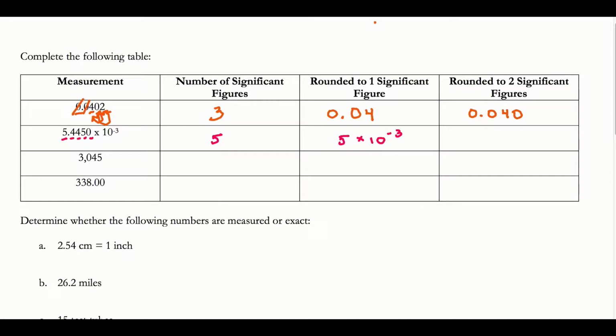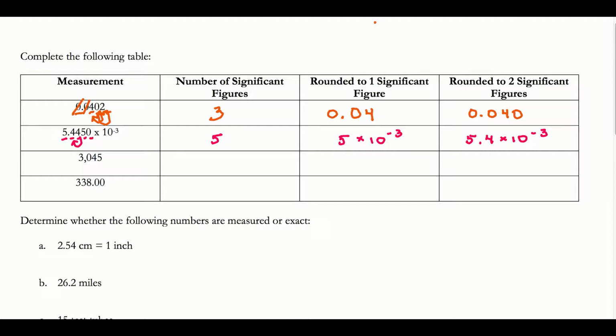If I wanted 2 significant figures, then I'm going to keep the 5 and the 4. Look at the digit behind the 4, which is another 4. Does that 4 round that 4 up? It does not because it's less than 5, so I'm going to just keep it as 5.4 times 10 to the negative third. Okay. Let's look at the next example.